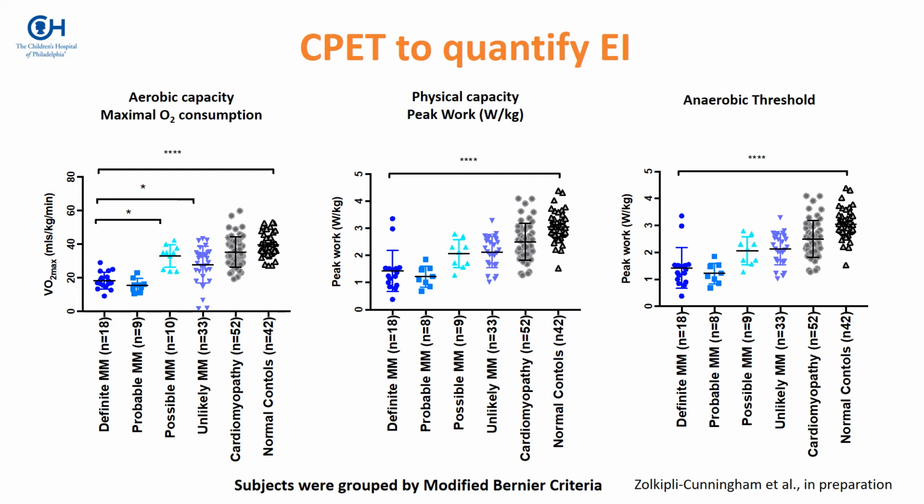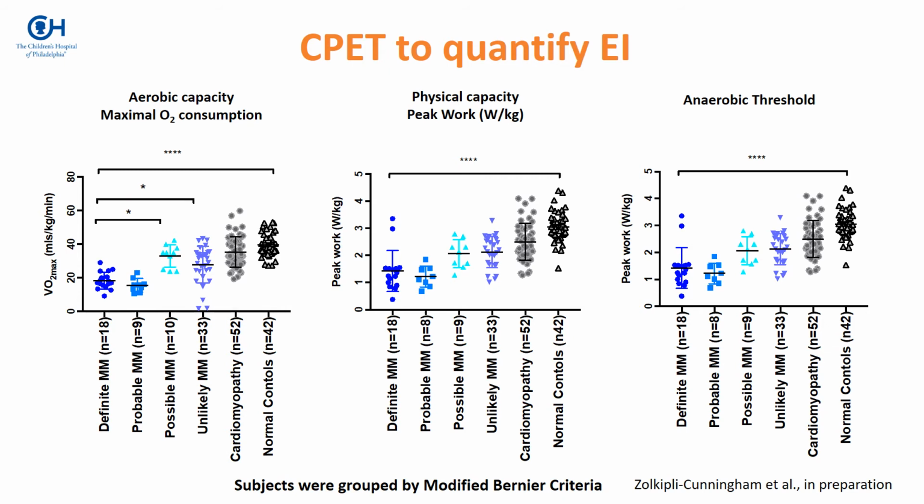On the left is maximal oxygen consumption, or VO2. This is the measurement for aerobic capacity. In the middle is the peak work measured, so this is the physical capacity. And then on the far right is the anaerobic threshold. This is the point at which your plasma lactate begins to rise during exercise.